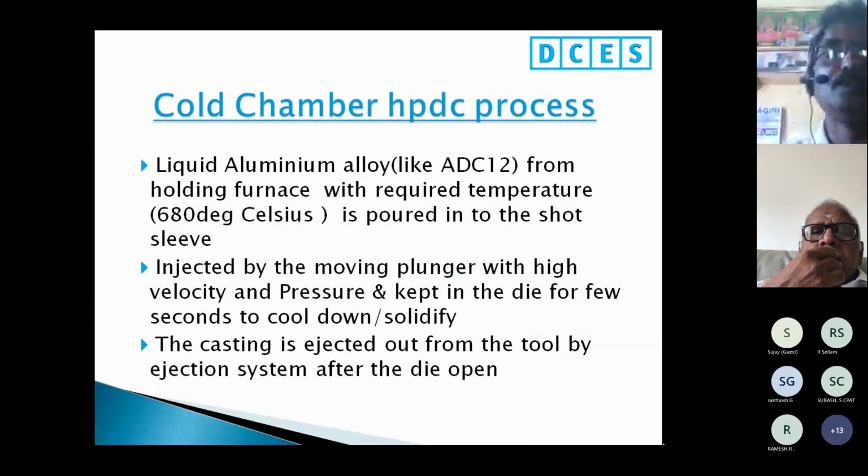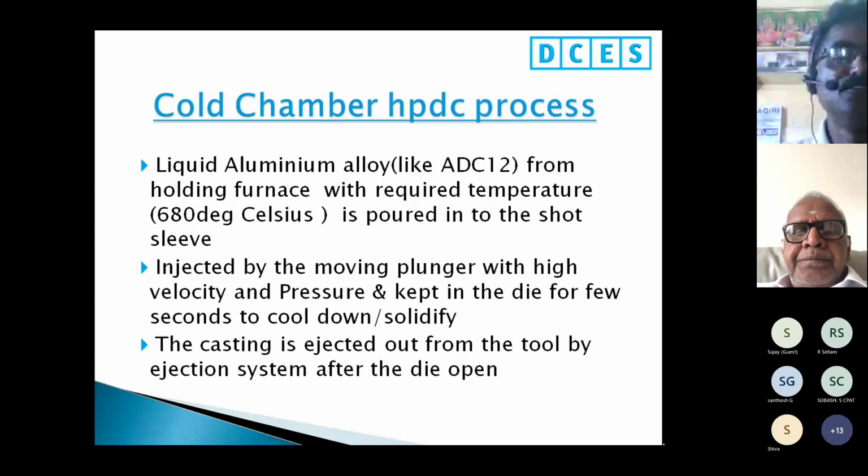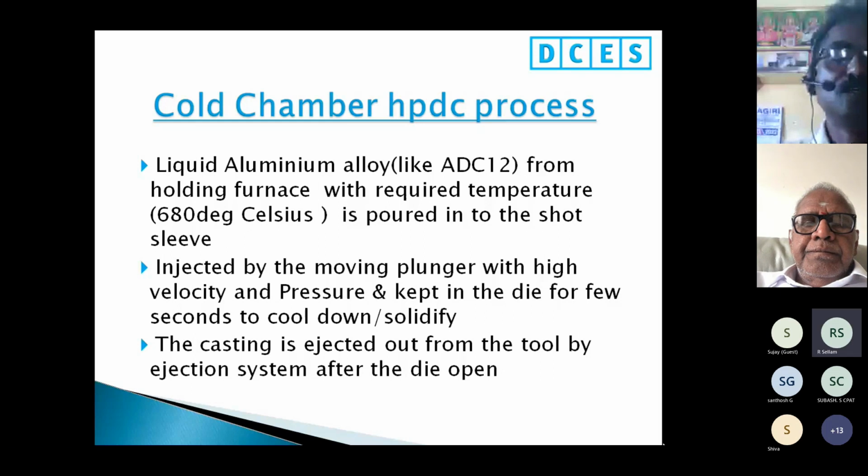In cold chamber high pressure die casting, liquid metal, that is aluminium like ADC 12, from the holding furnace at the required temperature, around 680 degrees Celsius, is poured into the shot sleeve and injected by the moving plunger with high velocity and pressure. The die is kept closed for a few seconds, a few milliseconds, to cool down or solidify. Then the die is opened and the casting is ejected from the tool by the ejection system after the die opens. This is the basic process.